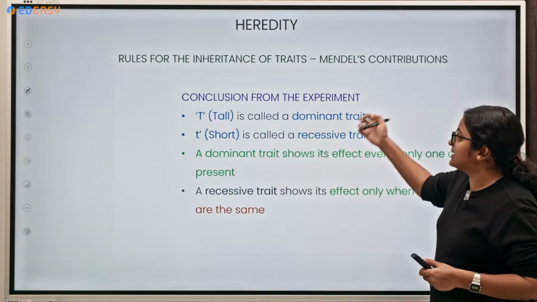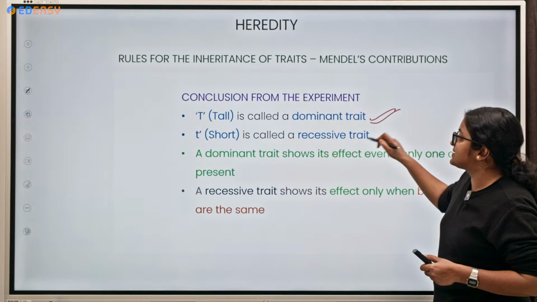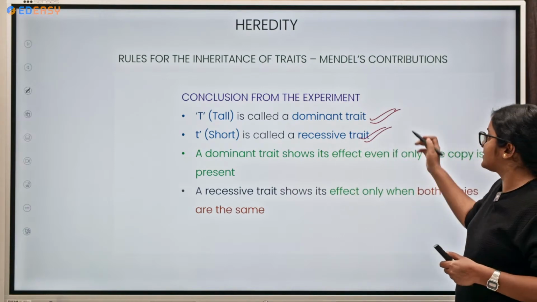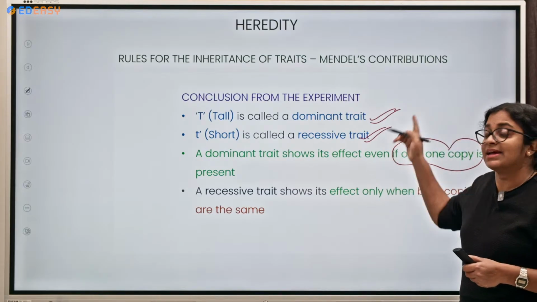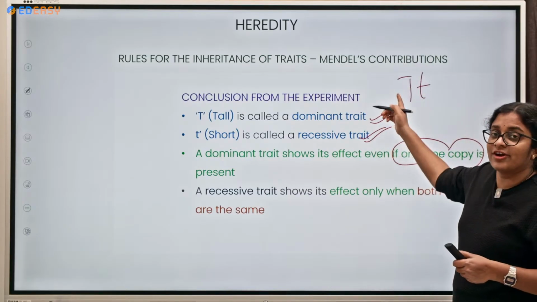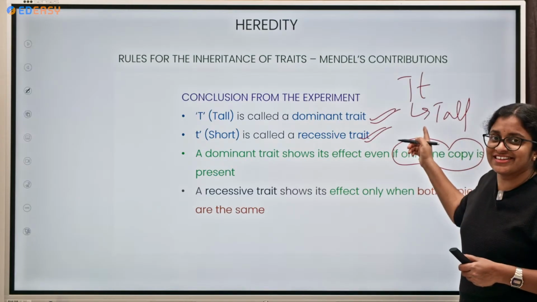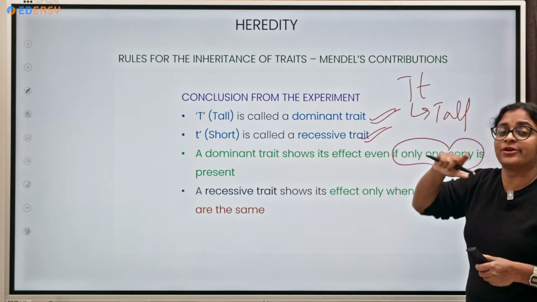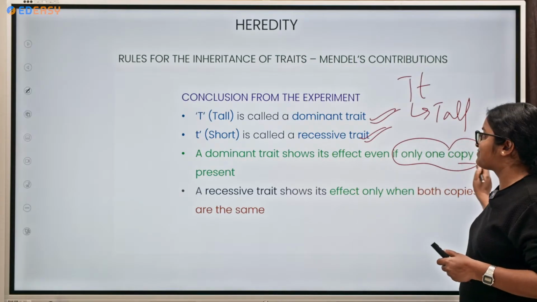Okay, so from this what can we conclude? Capital T is called a dominant trait, small t is a recessive trait, the shortness. The dominant trait shows its effect only, this is very, very important, remember. See, capital T small t combination, what will be the plant? Tallness. So whose effect is there over here? The dominant trait. What is the dominant gene? The capital T. So a dominant trait is showing its effect even if only one copy is present.